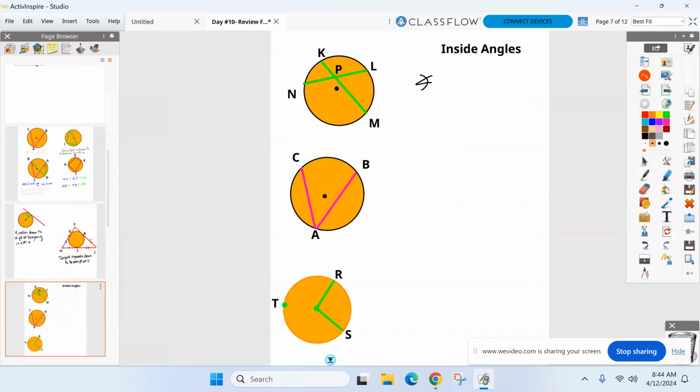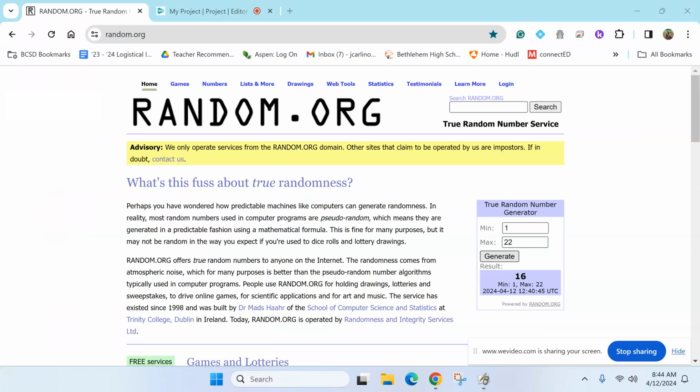Let me start with this diagram, an angle KPN. I want to know its name and how to find it. KPN, what do I call it? I know it's inside, but what do I call it and how do I find it? What did we call that angle up there?